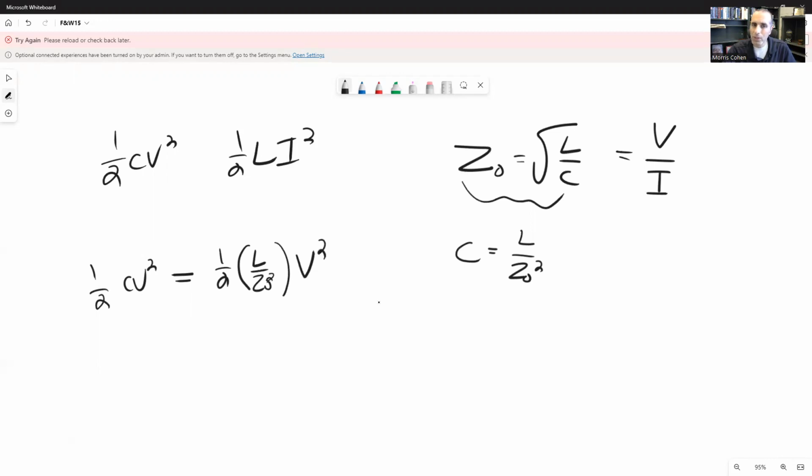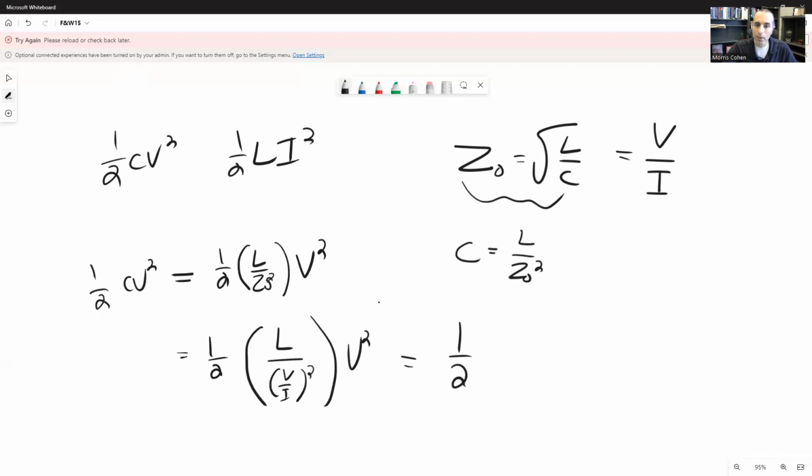We also know that Z zero equals V over I. So we can write this as 1/2 times L over (V over I) squared times V squared. And we've got V squareds that are going to cancel. And this I squared here in the denominator is going to pop up to the numerator. So this works out to 1/2 times L I squared.